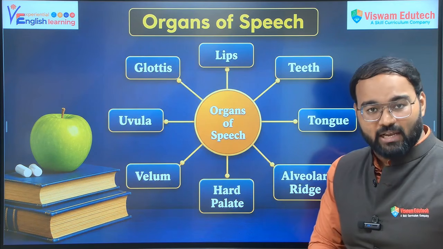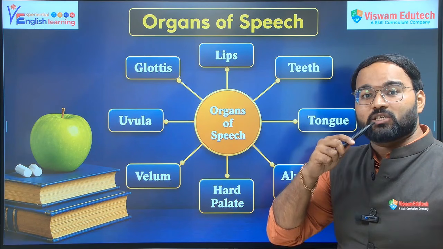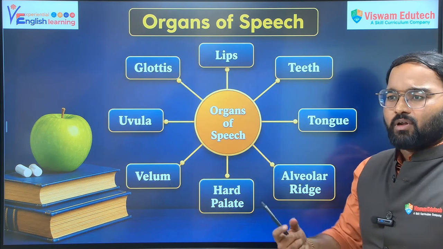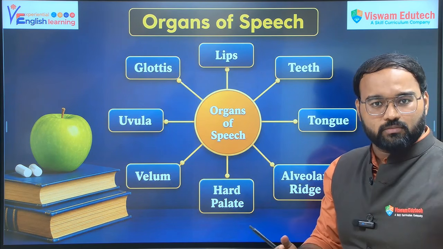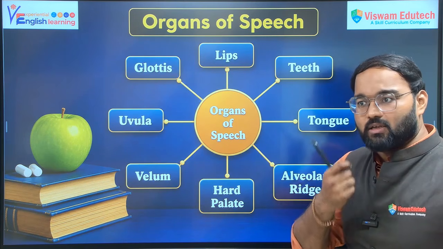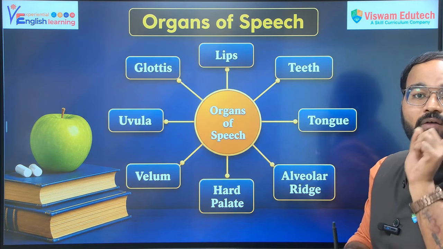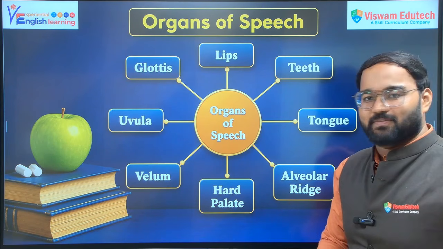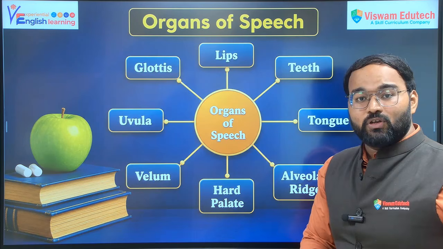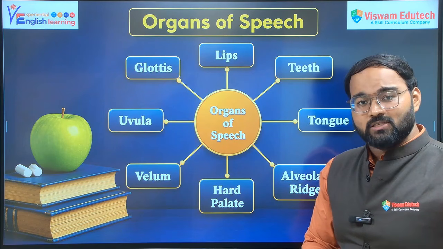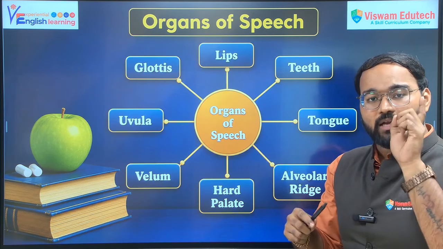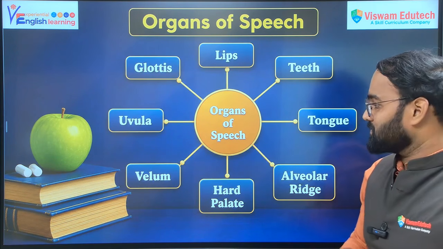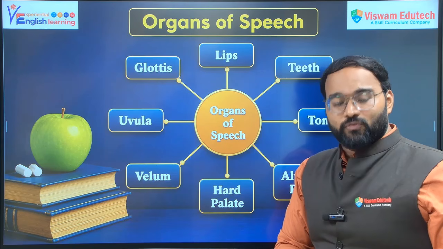And we use the hard palate. So next to the alveolar ridge, we call the alveolar ridge palla chiguru in Telugu, right? So behind that we have a hard part. That's called the hard palate. And we use the velum. Velum means next to the hard part we have a soft part. That's called the velum. And uvula.